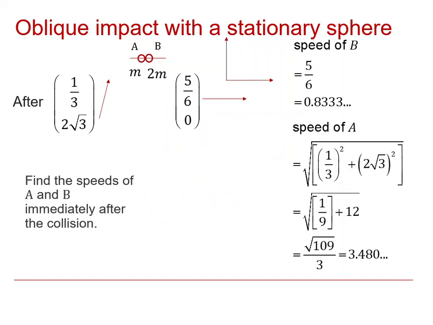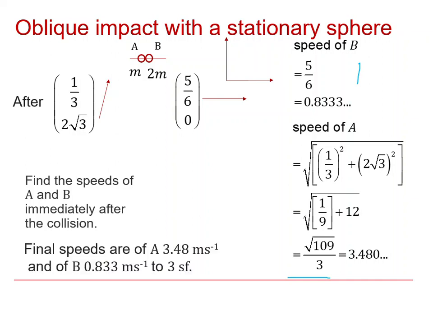So there's our calculations. The speed of B is 5/6, as I just said, and that's turned into a decimal. The calculation I got as far as the square root of 109. It was over 9, but that was when the 9 was under the square root sign, and that works out again as a decimal. So we can now quote the answer to an appropriate degree of accuracy, and that concludes that calculation and this particular video.